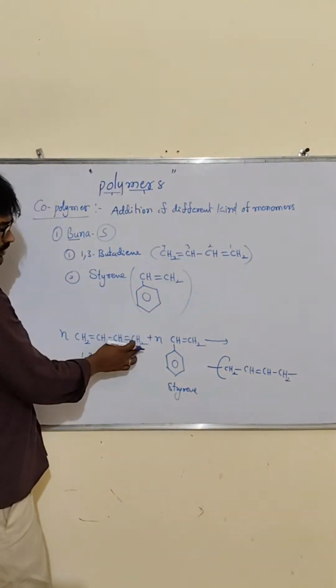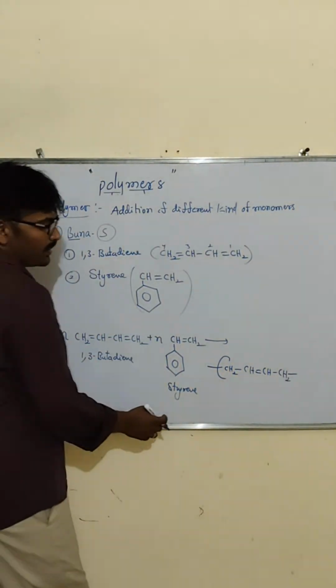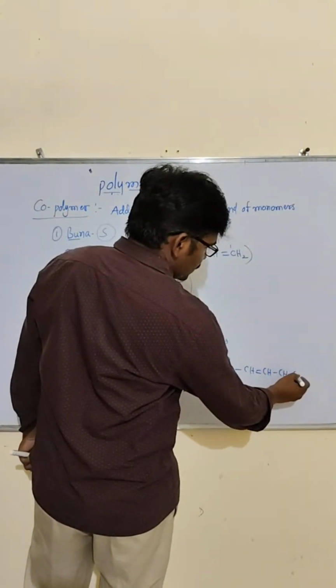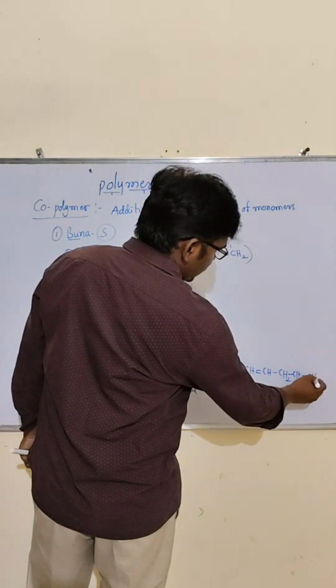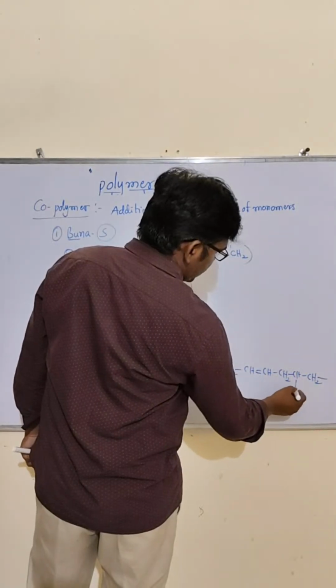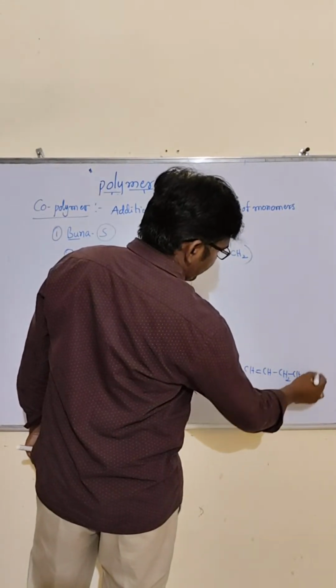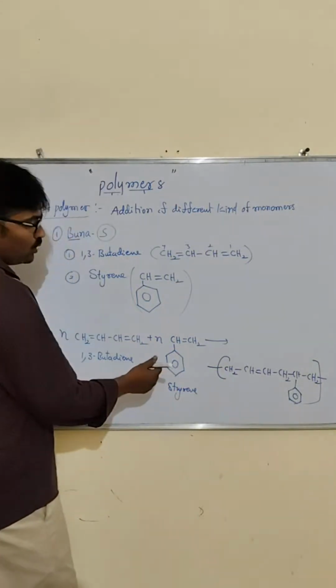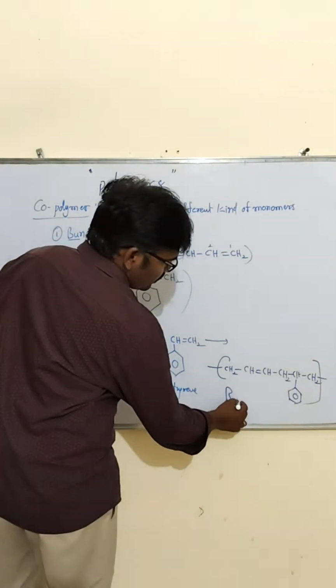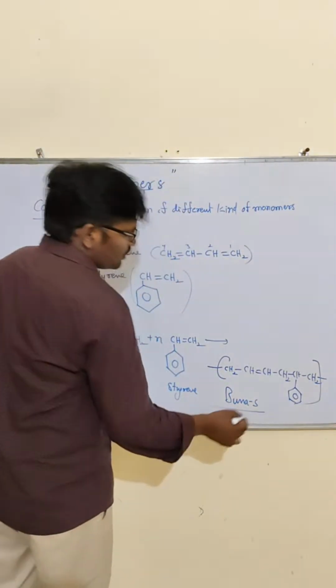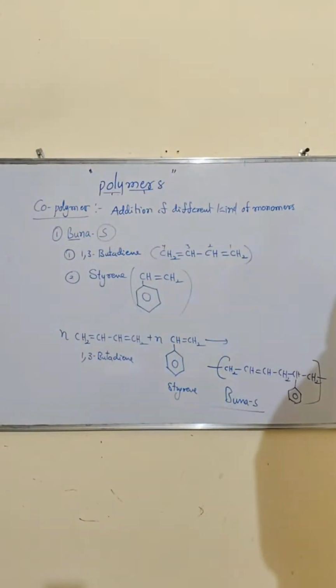That completes this part. Then come here: -CH-CH2-, and here the benzene ring will be formed. This is what we call Buna S. Okay, understand my dear students? So Buna S is made up of 1,3 butadiene and styrene.